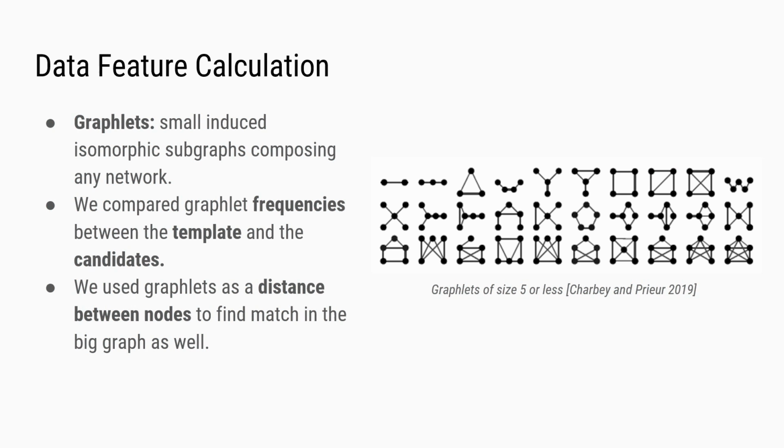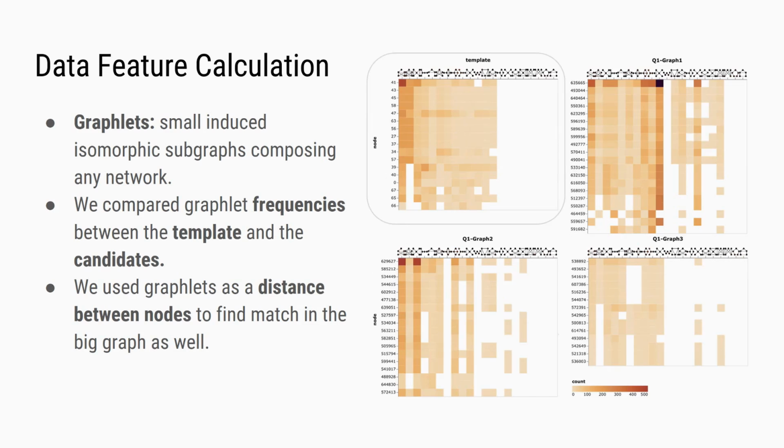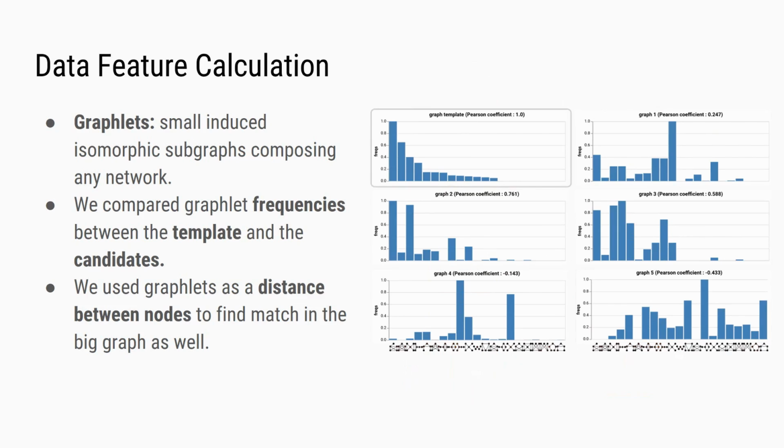In order to derive graph structural metrics, we used graphlets, which are structural patterns within a limited number of nodes of a graph. Graphlets allowed us to compare the connectivity structure between the template and the candidates and doing pairwise node matching to find good matches in the big graph. We compared the graphlet frequencies of the persons between the template and the candidate graphs using heat maps and using global graphlet frequencies to see if there are some correlations.